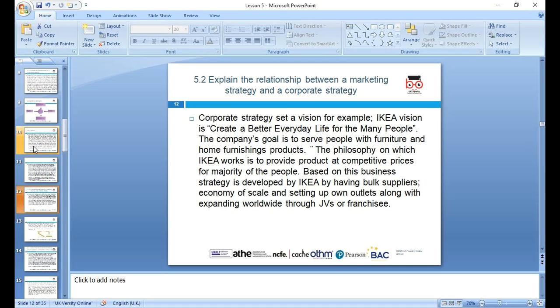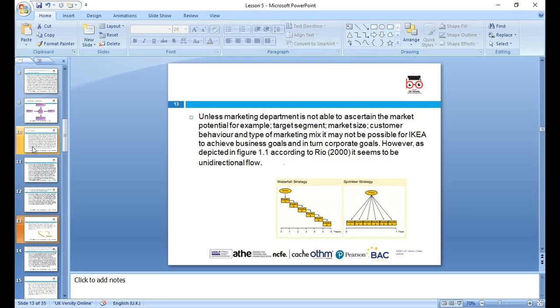You will see there is a relationship. So to meet most of the bulk supply, when you buy things in bulk you will get them cheaper. Economies of scale, so you are always looking for where the economies of scale are, where we can minimize the cost. Setting up outlets along with expanding worldwide through JV. What is a JV? It's called a joint venture, franchise business. So that's one relationship.